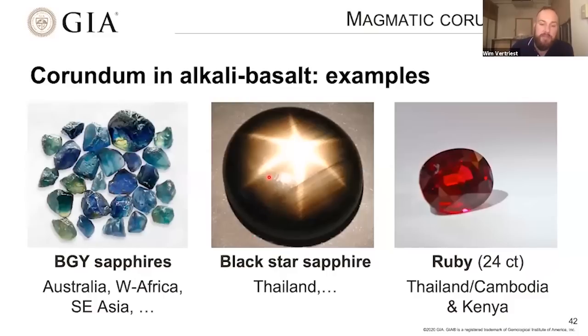Another stone that is famously found there is the black star sapphires. Opaque, black material, but with a beautiful golden star when polished correctly. And I think mostly famous from Thailand, but also found in southern Vietnam, in Australia.